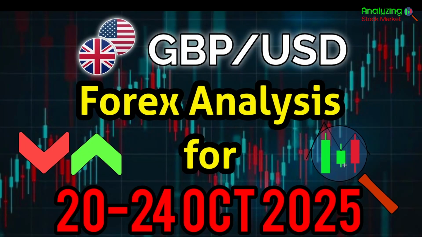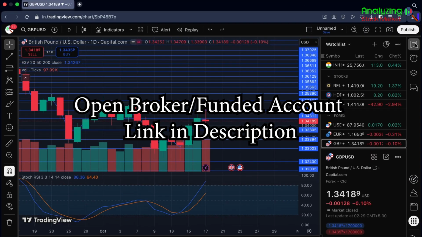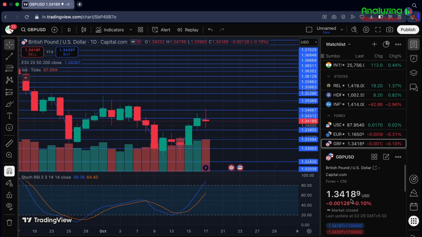So today we'll be talking about the GBP USD pair and we'll do the Forex analysis for 20th to 24th October 2025. So let's go straight to the chart. Here I have already opened the chart. Let's talk about the closing first. In this closing, we can see a 0.10% negative move. 1.34189 was the closing on Friday.